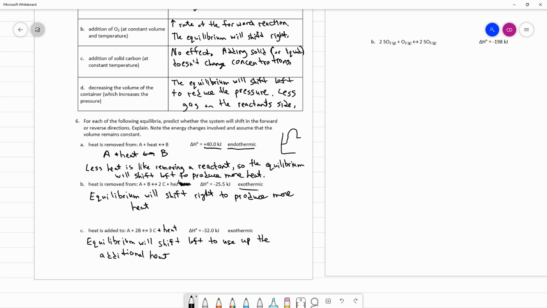Okay, so to answer the question fully for each of the following equilibrium, predict whether the system will shift in the forward or reverse directions. If it's shifting left, that will be in the reverse direction. If it is shifting right, that'll be in the forward direction.